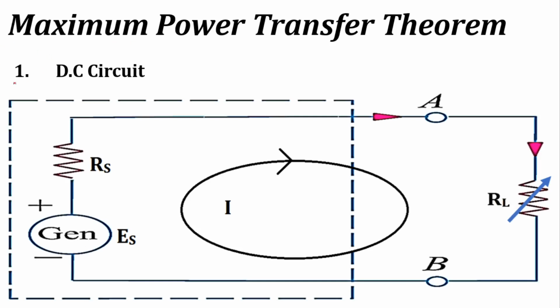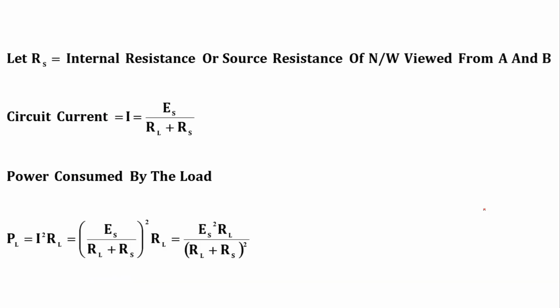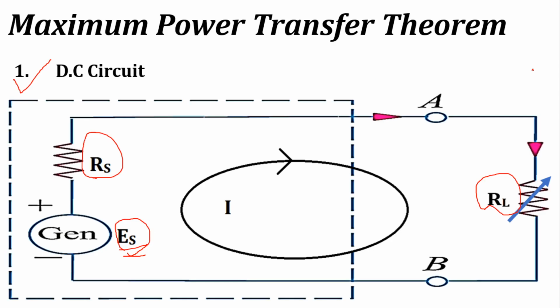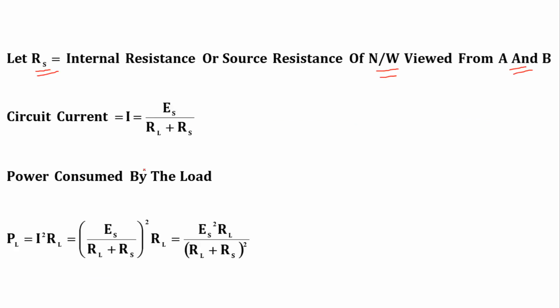Let's suppose we have a DC circuit which has an EMF with a voltage of ES, its source resistance will be RS, and the load resistance is equal to RL. So let's derive the condition for maximum power transfer for this particular circuit. Let's suppose RS is the internal resistance or source resistance of the network viewed from terminals A and B, that means from these terminals A and B, the source resistance is equal to RS.